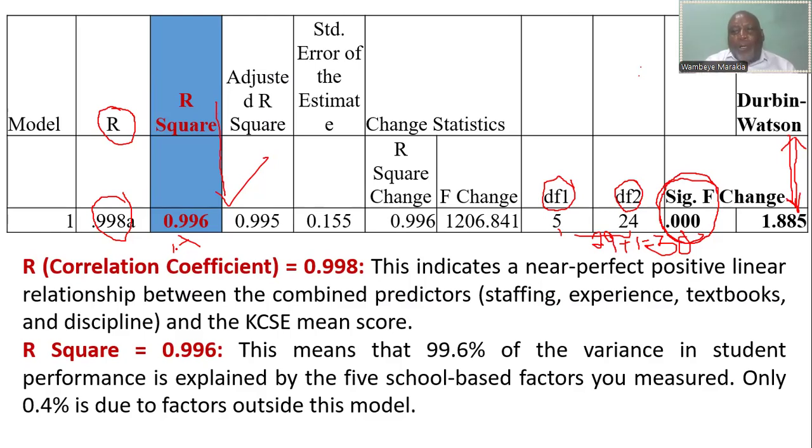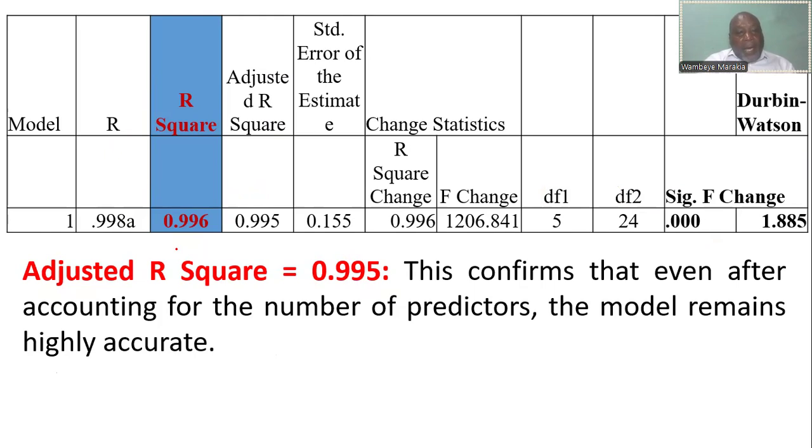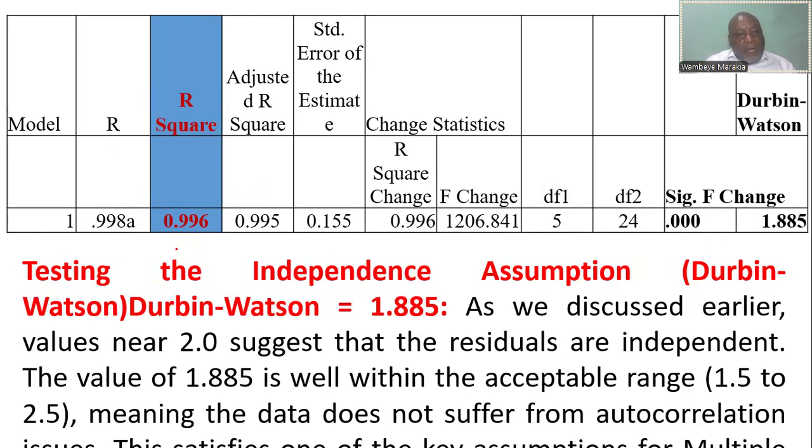Then the second table, but before we go to the second table, let's look at the Durbin-Watson value, 1.885. This one, we said that if you get 1.5 to 2.5, then that value means that your assumption of independence is not violated.